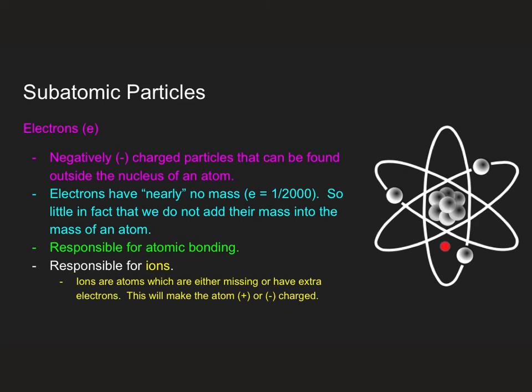All of our electrons are known for bonding, and if you gain or lose electrons, you have something that's considered an ion, which basically makes it negatively or positively charged. We'll look more at those in a little bit too.